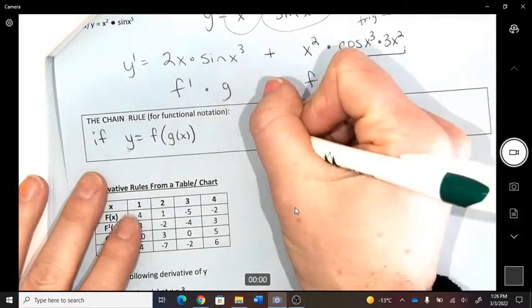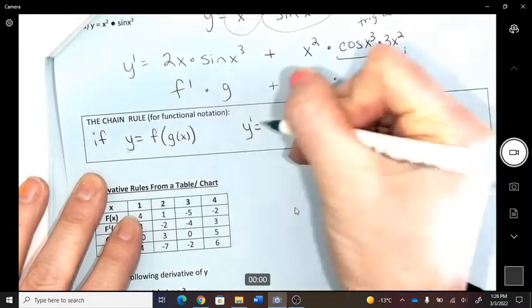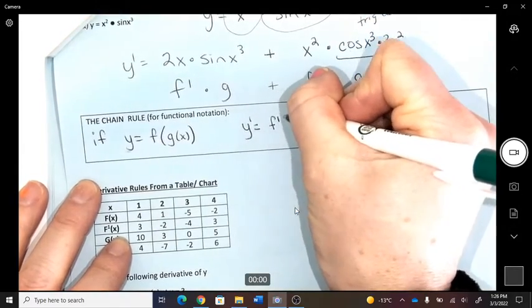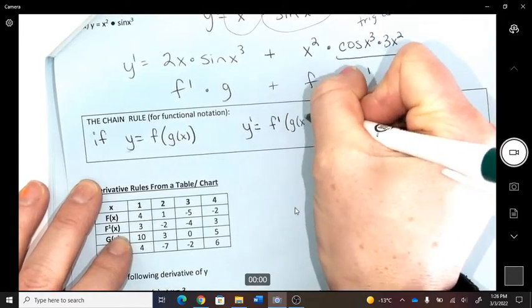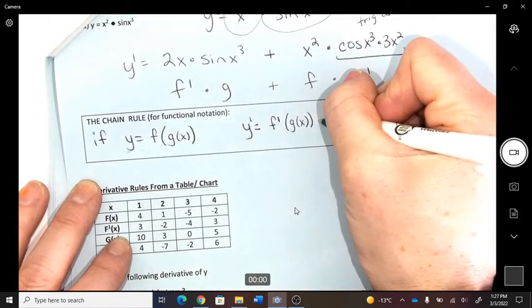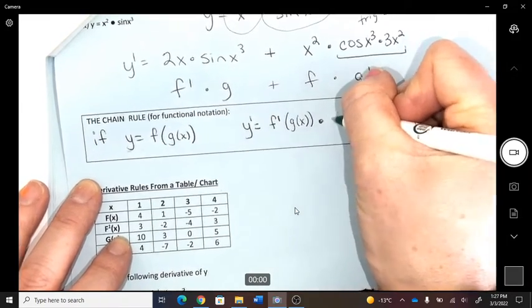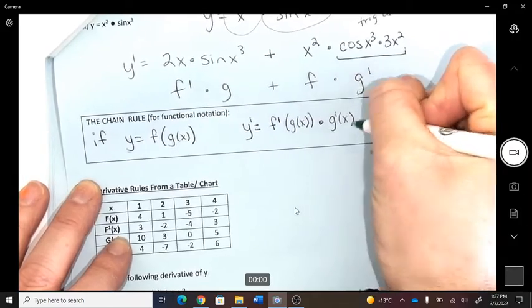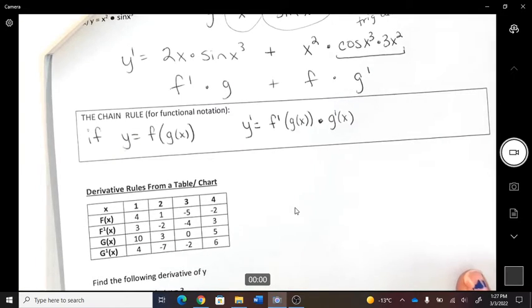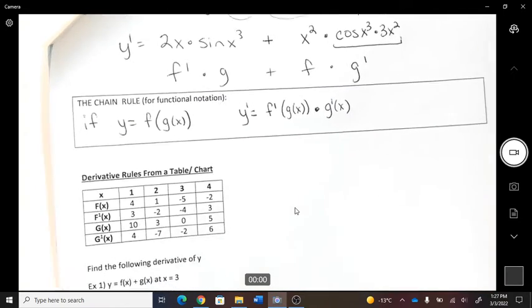Okay, so here's the rule. The derivative equals f prime of g of x. And then guess what? We're going to attach a derivative of that. Seems to be the idea. We always seem to attach the derivative of an inside something, right? Okay, otherwise, all this is old stuff.